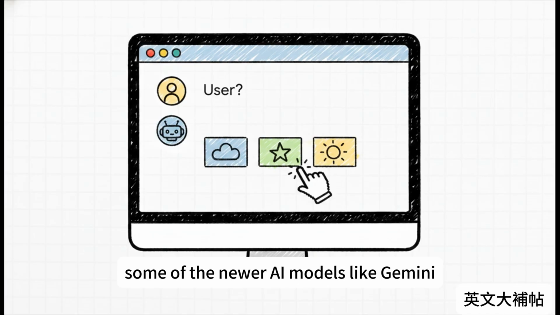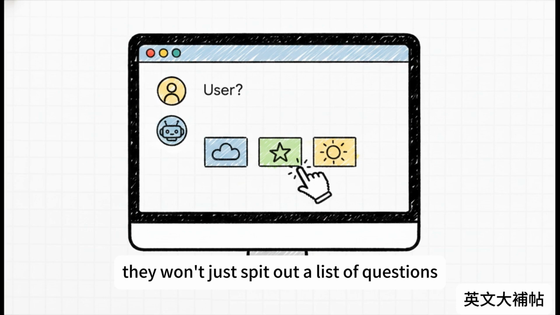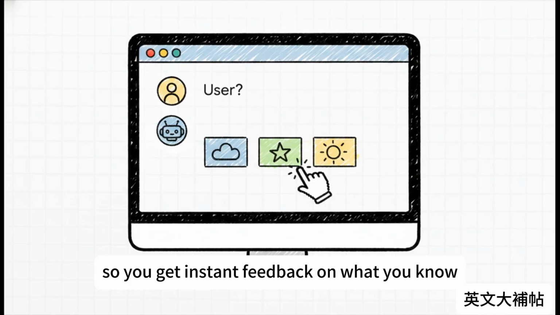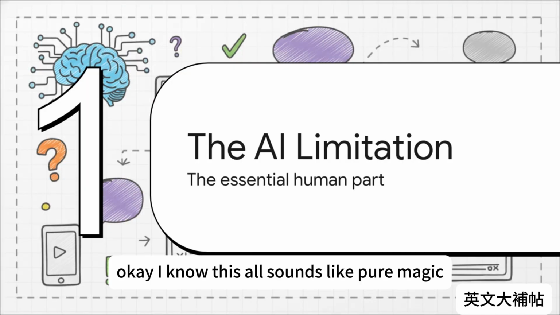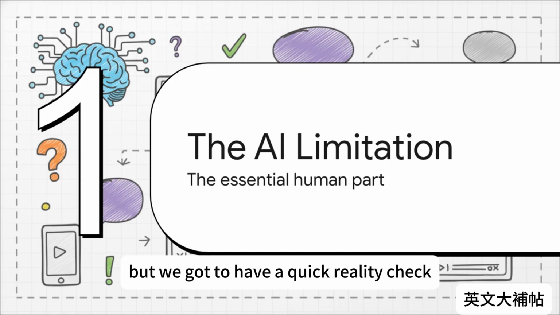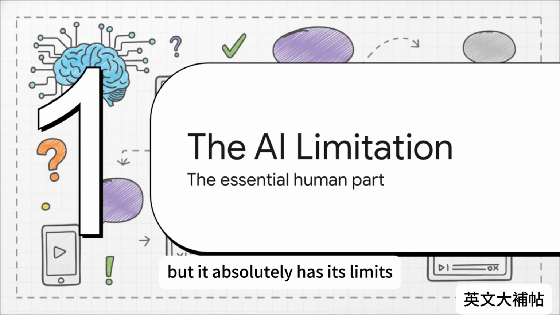Now, this is where it gets really, really cool. Some of the newer AI models, like Gemini, can take this a step further. They won't just spit out a list of questions. They can actually create a live, interactive quiz for you right there in the chat. So you get instant feedback on what you know and what you still need to work on. Okay, I know this all sounds like pure magic, and in a way it is, but we gotta have a quick reality check. AI is an unbelievable tool, but it absolutely has its limits.